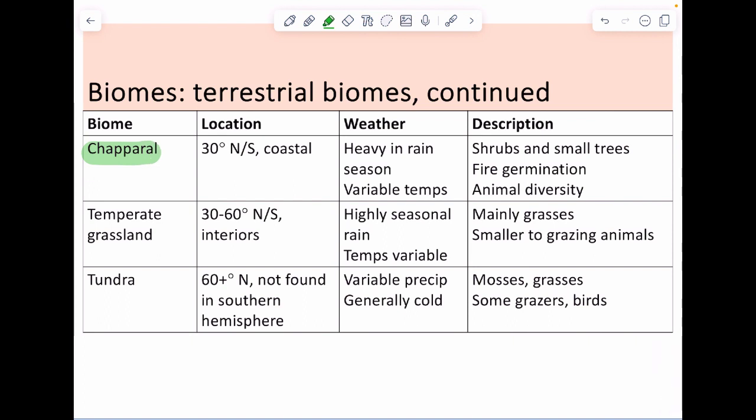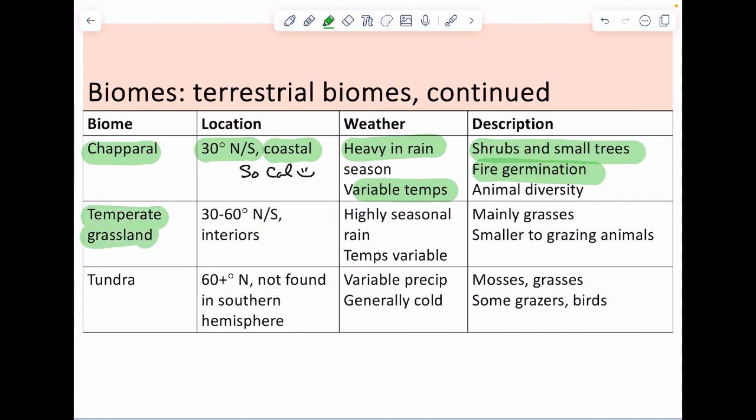The chaparral is in the same location as where you'd find the deserts, but it's coastal. So this is Southern California. When it rains, it rains. We have been experiencing that. But we could also have bigger fluctuations in temperature. Not as great as you see in a desert, because deserts are inland. But we still have desert temperature fluctuation. We are known for shrubs and small trees that usually require fire for germination and regulating the diversity.